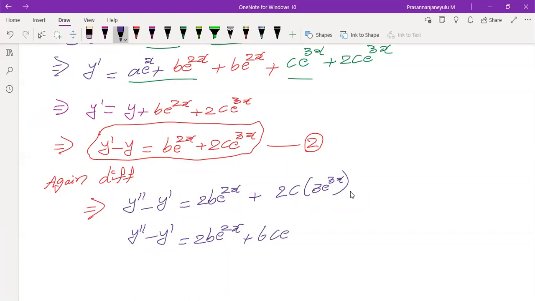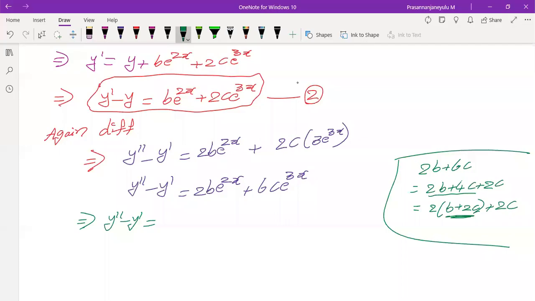plus 6c e power 3x. Now how can we write this? Equals, taking 2 common, b into e power 2x plus, writing 6c as 4c e power 3x plus 2c e power 3x. From the first term 4c e power 3x, taking 2 common, we'll get 2c e power 3x, plus the remaining 2c e power 3x as usual.